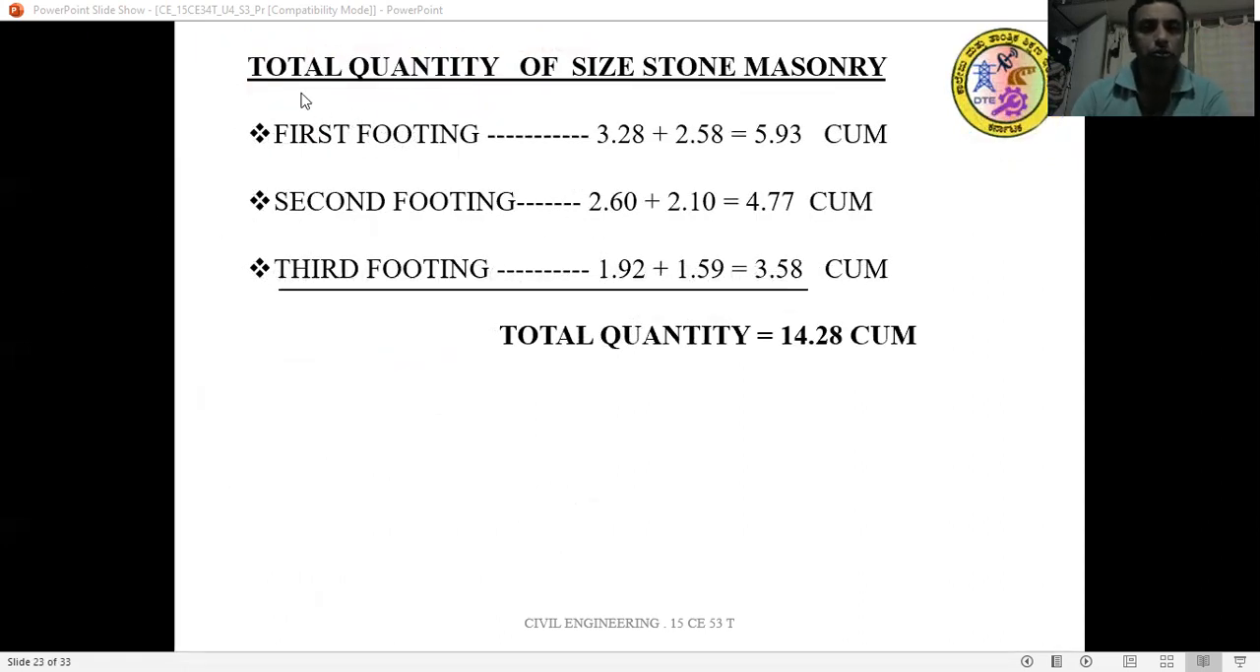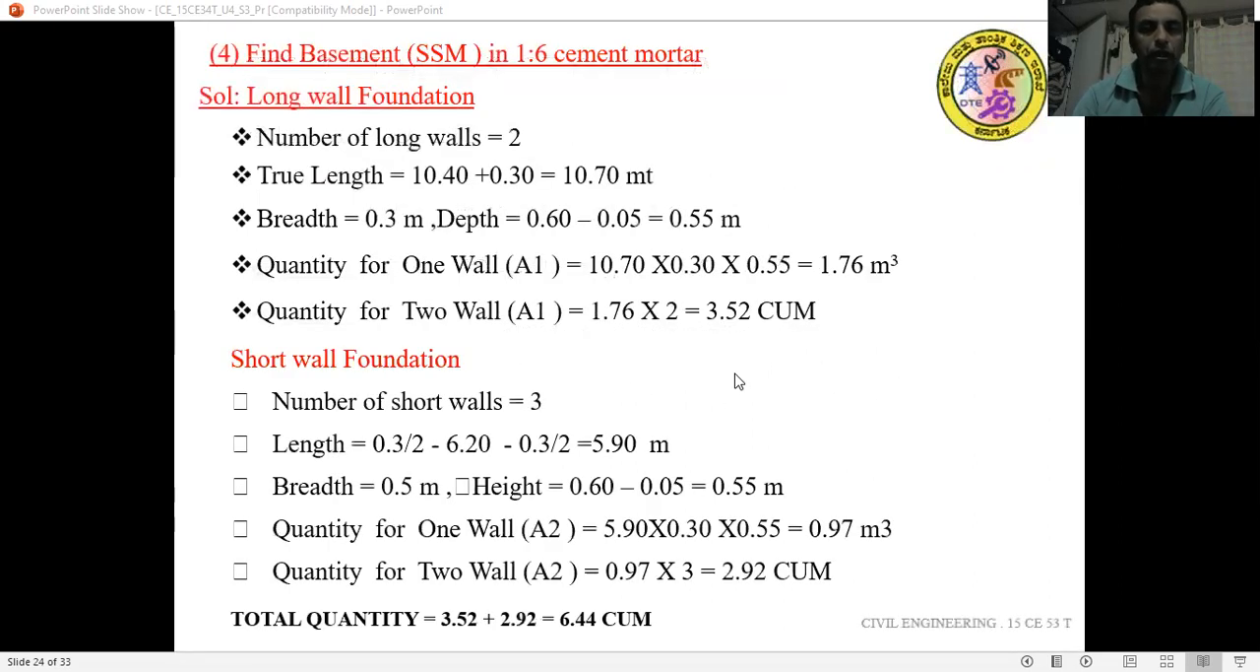Finally, you have to calculate the total quantity of size stone masonry. That means the first footing quantity is 5.93 meter, the second footing quantity is 4.77 meter, and the third footing quantity is 3.5 meter. We have to add all three values. Finally, we will get 4.28 cubic meter. Next, the quantity is found for size stone masonry in basement, cement mortar 1:6.